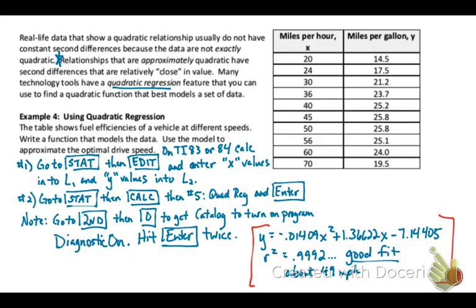All right, so I know you cannot see my answer to the last part of the question, but the answer to the optimal driving speed would be about 49 miles per hour.